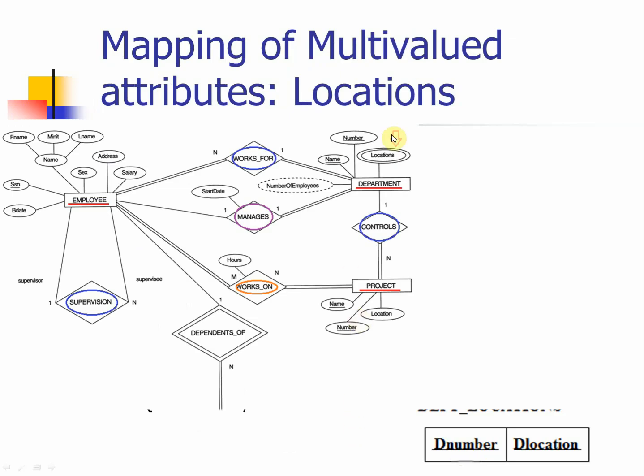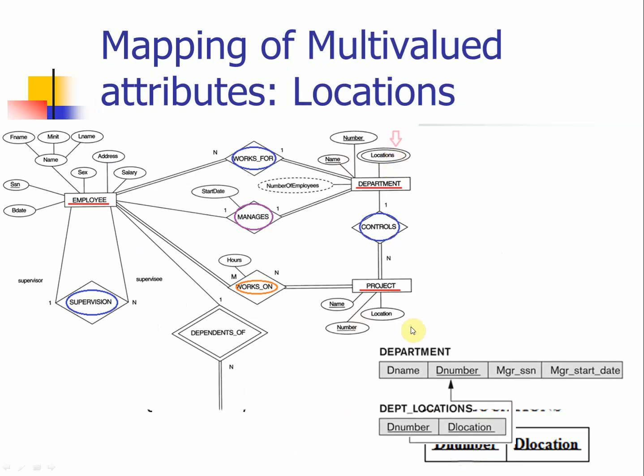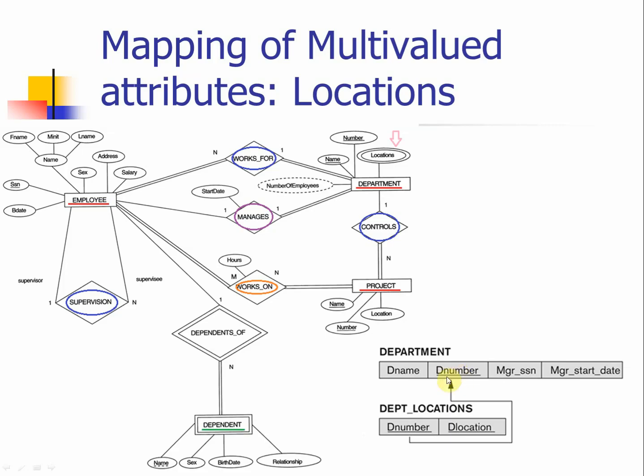Therefore, this is the multi-value attribute that we need to look into. Since we have a multi-value attribute, we need to create a department locations table, have a department location plus the primary key of the department, which is D number over here. Then we need to create a foreign key that links back to the department, and therefore this is how we will be able to do the conversion.